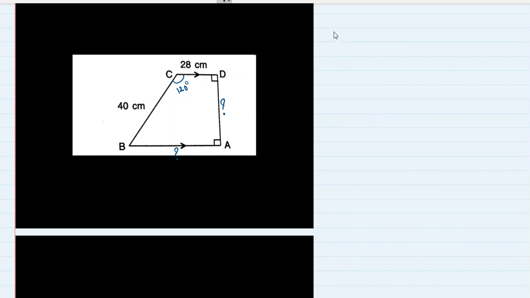Okay. In this you need to do a construction. Draw CE parallel to AD. CE parallel to AD, so it will look like this. This is CE parallel to AD. Therefore, angle CEB will be equal to angle DAE.